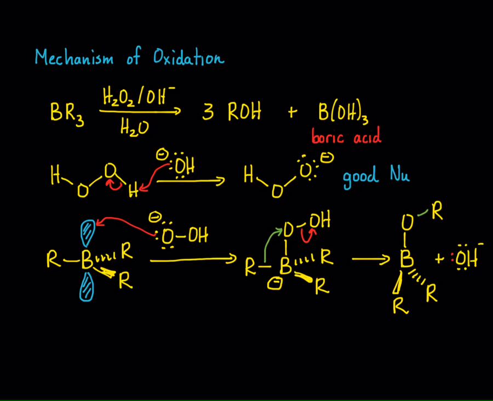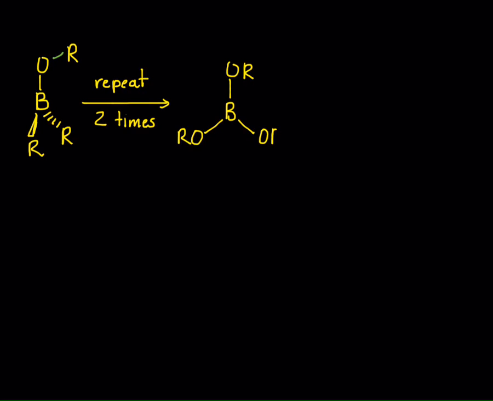Well, this process is going to be repeated. So I'm going to take now my monoborate ester, and I'm going to repeat 2 times until eventually I get a trialkyl borate ester. And notice hydroxide is forming all the time, and I have hydroxide present, and so I can react that ester with hydroxide.